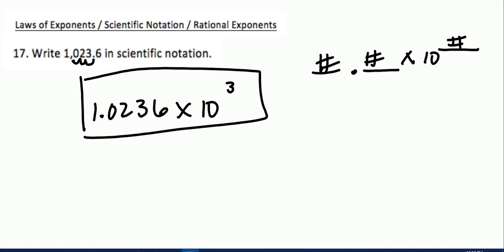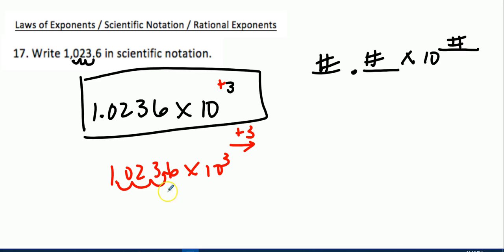The way you can check your answer, because I've had some students ask how do you know if your answer is correct? The positive 3 here means that you have to move the decimal places 3 spaces to the right. So if I do that, I should get the answer that I originally had. Let me just do this down here, just checking answers in case we're not sure. 1, 2, 3. So now I get 1023.6, which is what I had.